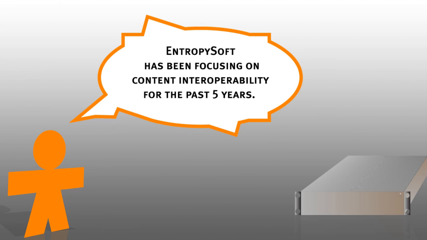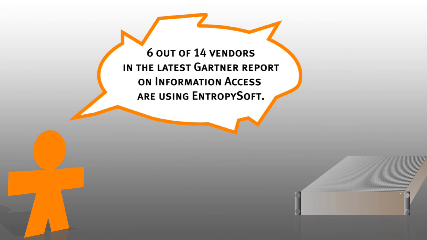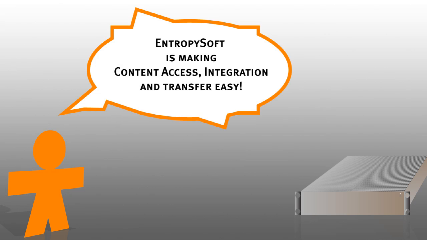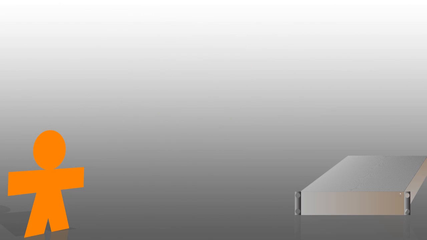EntropySoft has been focusing on content interoperability for 5 years. Today, 6 out of the 14 vendors in the latest Gartner report on information access are using EntropySoft. EntropySoft is very strong in the search market, but EntropySoft is also present in the e-discovery, PPM, WCM, DLP and MFP markets. EntropySoft is making content access, integration and transfer easy.